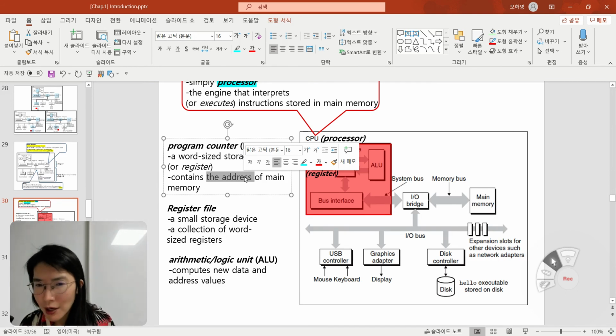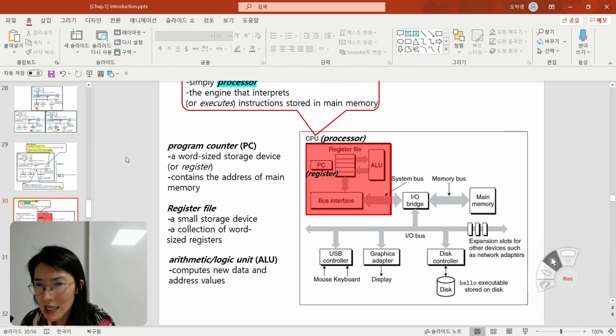So don't worry about the address concept of C programming on top of Linux. We can cover it in the pointer part of C programming with enough time in the future, all right? So don't worry about it. The main point is that the PC is a small storage device, and it can only contain the address of main memory, okay?